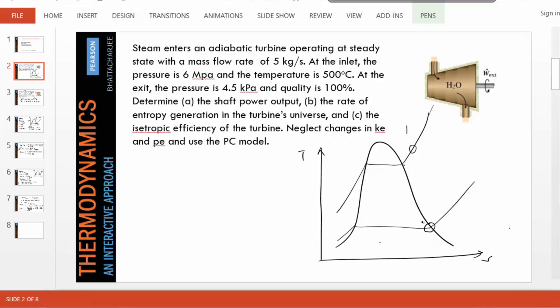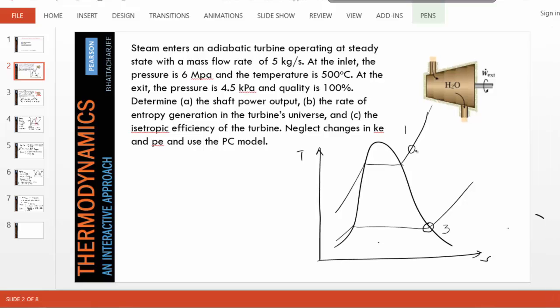I'm calling it state 3 instead of state 2 for a particular reason, because I want to call the isentropic state state 2. This is just a convention. So state 1 is our inlet state, everything is given. State 3 is our exit state, everything is given. And state 2 is our isentropic state, same pressure as state 3, except the assumption is that there is no entropy generation between state 1 and 2. So 1 to 2 will be our ideal turbine, and 1 to 3 is our actual turbine. Okay, with this setup, let's begin.